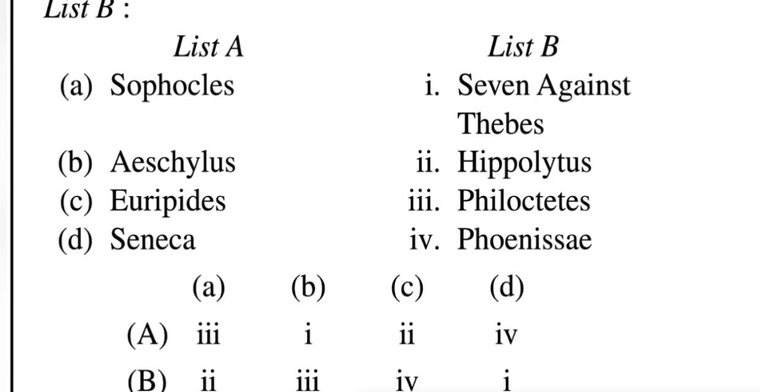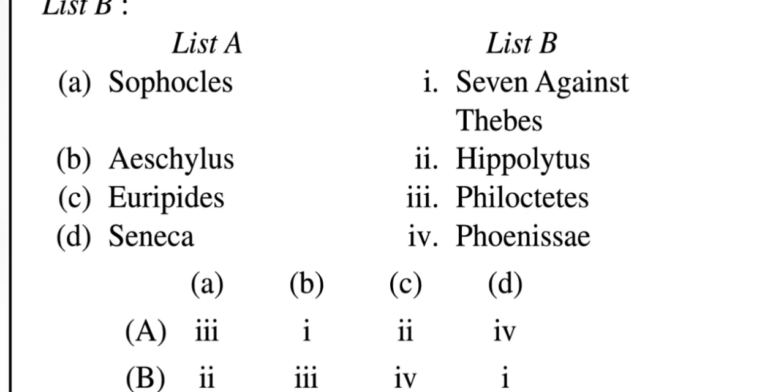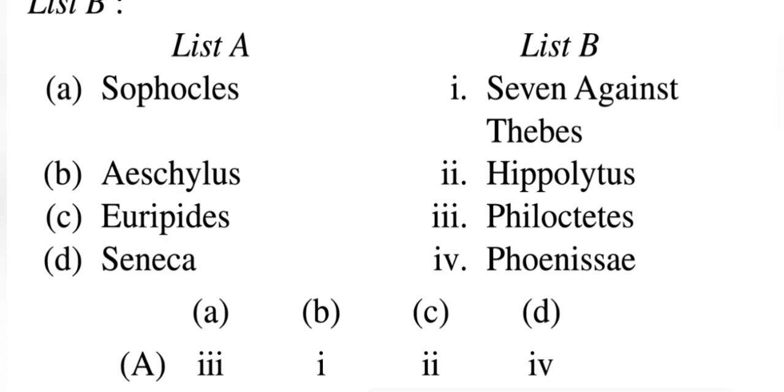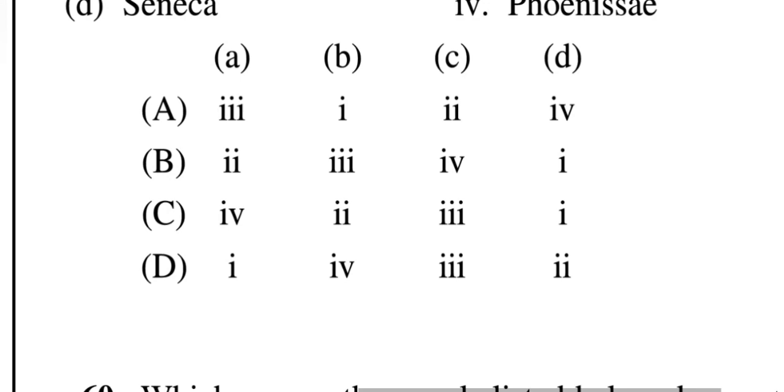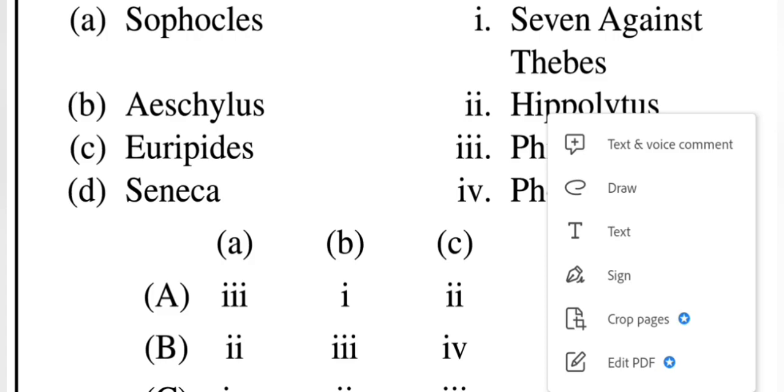59. So option A is the correct answer. Sophocles, A3, Philoctetes; B1, Aeschylus, Seven Against Thebes; C, Euripides, 2, Hippolytus; D4, Seneca, Phoenissae. Got it? 59 A. Let me mark it correct.